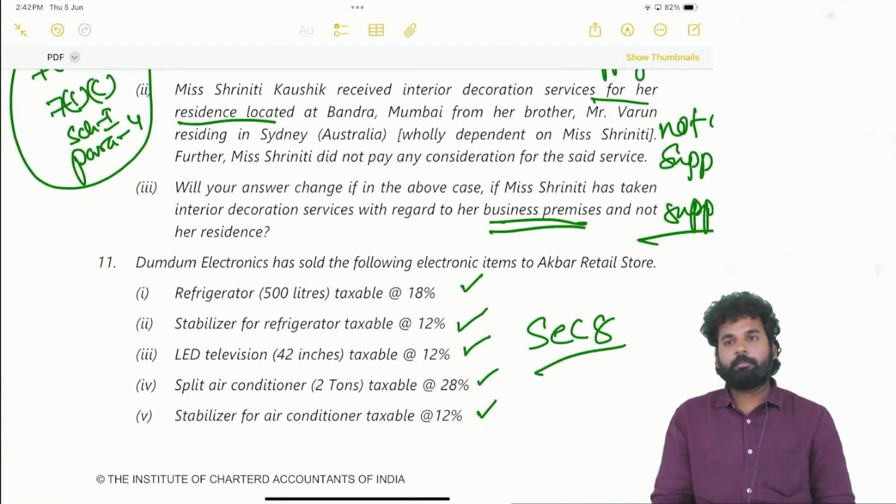Naturally bundled. If it is refrigerator and stabilizer, naturally bundled. When other things are mixed, it is not naturally bundled. AC and stabilizer for AC, it is, but it has not happened like that, no. It has not happened like that, right?